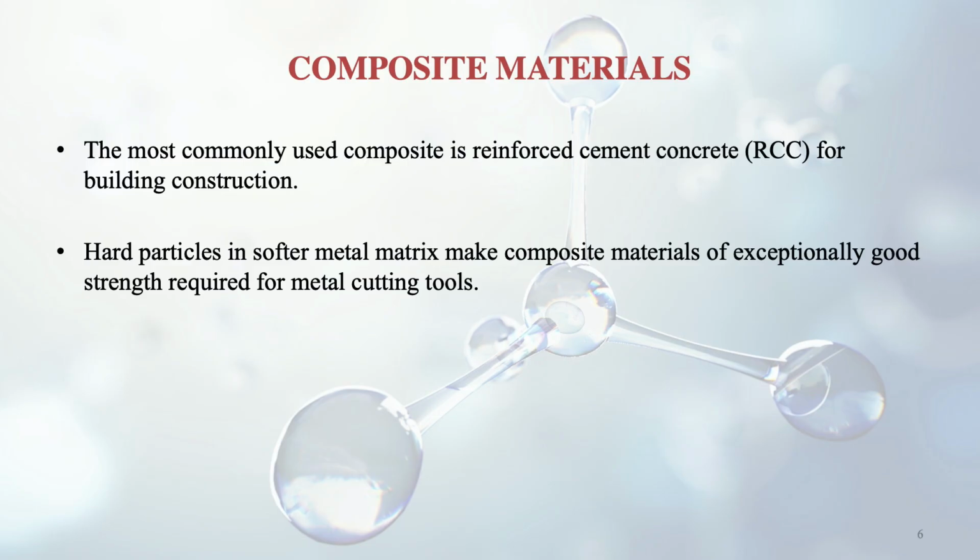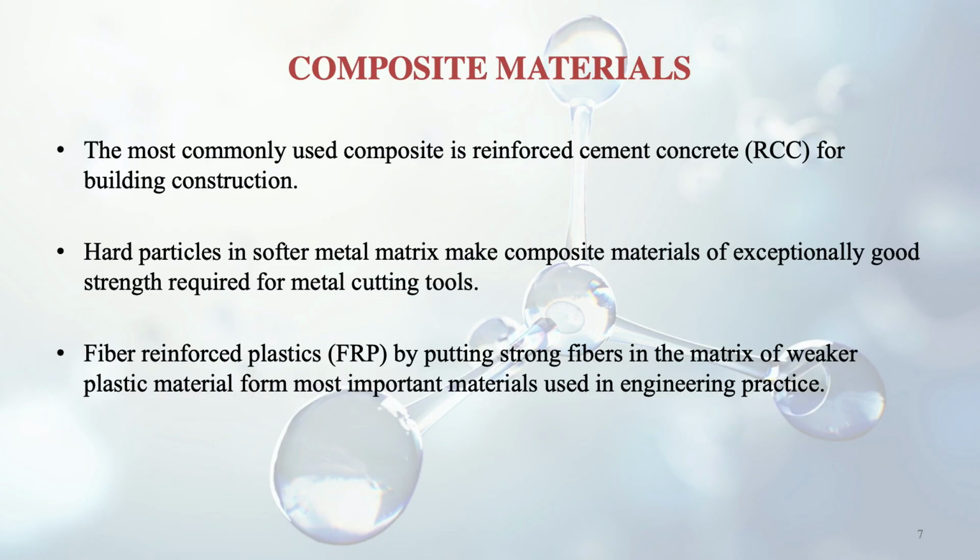Hard particles and softer metal matrix make composite materials of exceptionally good strength required for metal cutting tools. So this composite can also be utilized for metal cutting tools, and in that the condition is this, that hard particles and softer metal matrix are required.